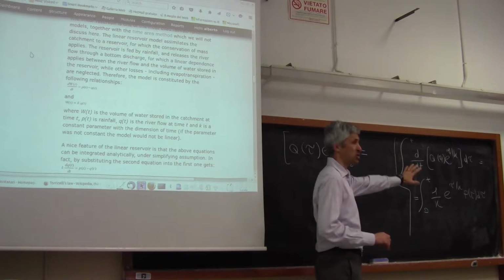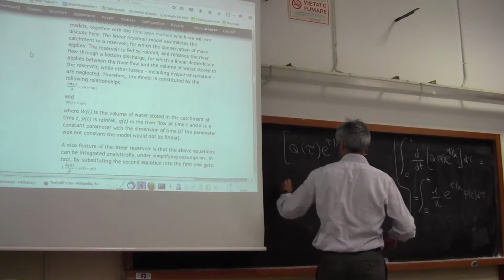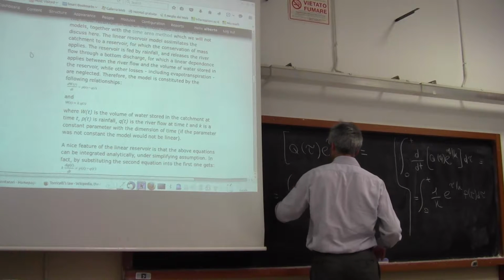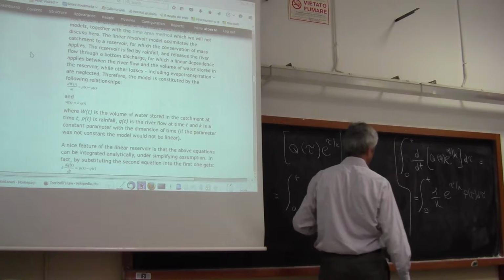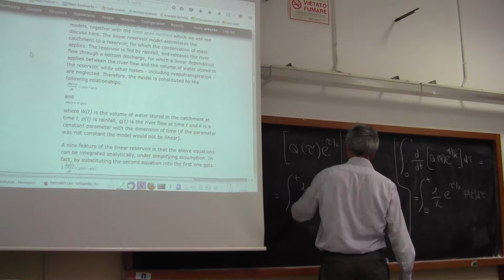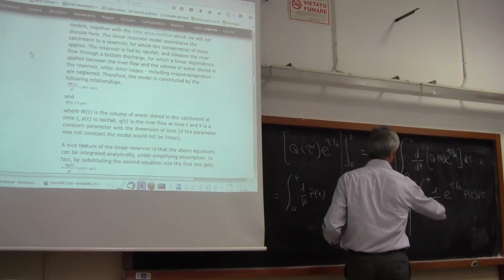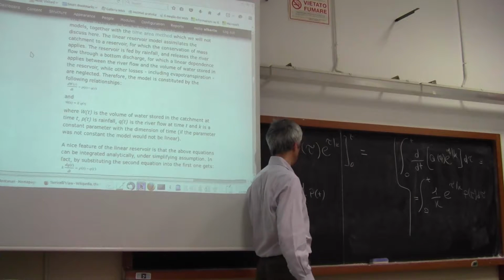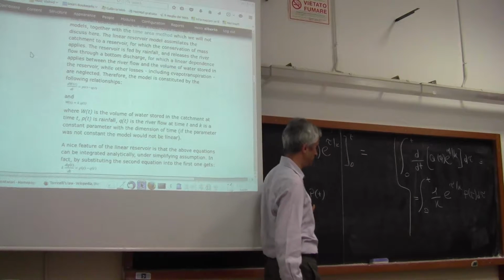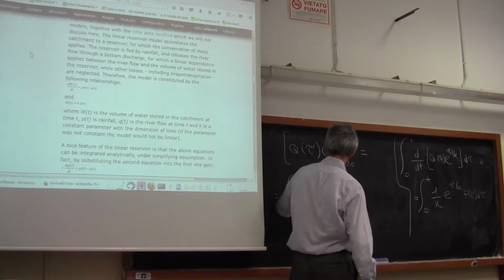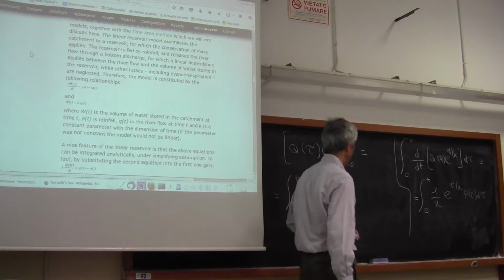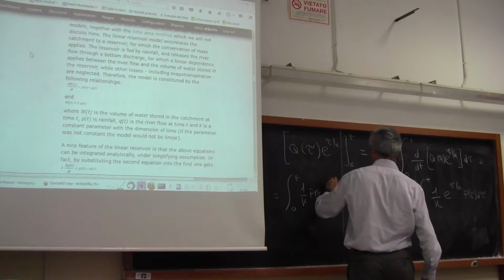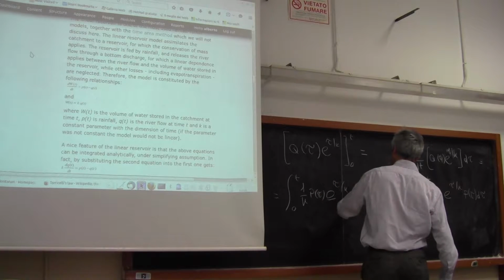And this is equal to, the second one is unchanged. I just want the integral between 0 and t. I just put precipitation before e. So it's the integral between 0 and t of 1 over k p(tau) e to the power of tau over k d tau.